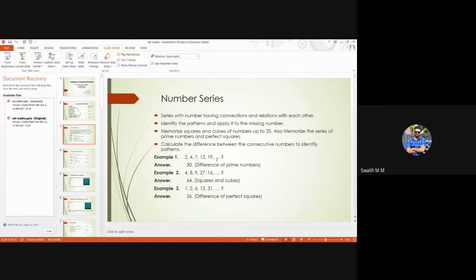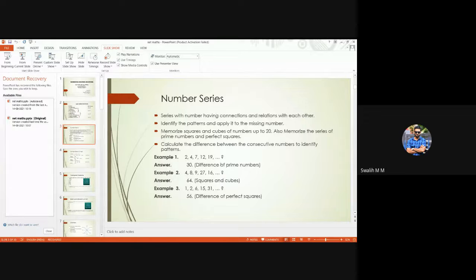Now, there are 3 or 4 types of questions that you generally get in this section. One of the methods to solve these questions is to first find out the difference between each number. See, here 2 to 4, 4 to 7, 7 to 12, and 12 to 19. So the differences are 2, 3, 5, then 7. We have to check whether these differences have some connection between them.